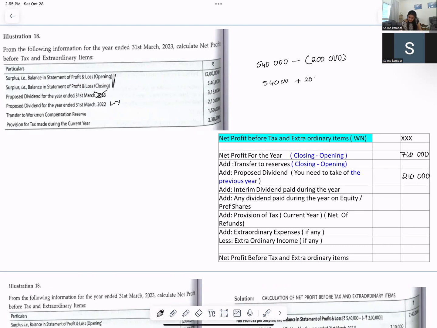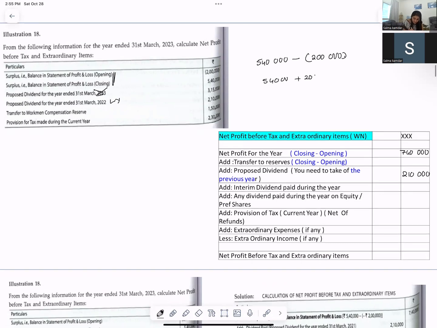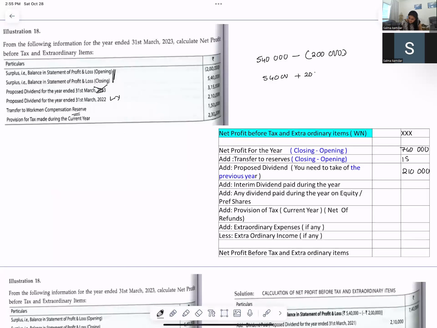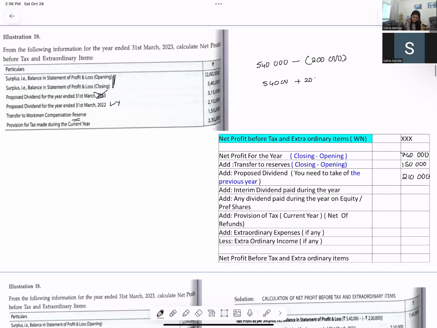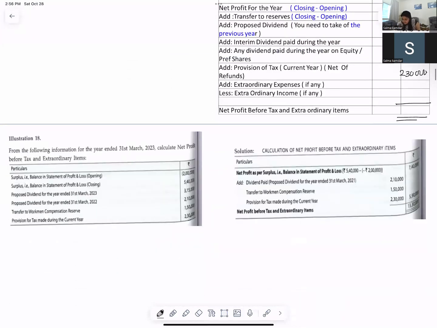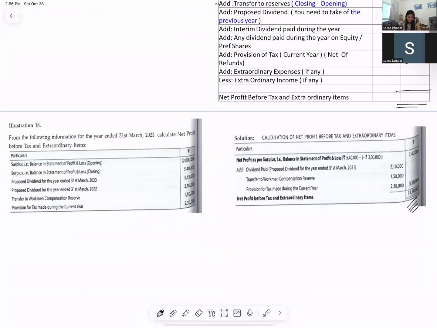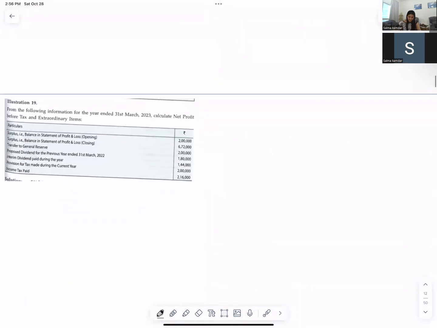Any transfer to any funds, any transfer to any reserve is also added back. So I will say transfer to workmen compensation reserve. Provision for tax that is made during the current year, 230,000 will also be added back. So you will get your net profit before tax and extraordinary items, that is 13 lakh 30,000. I'll go to my illustration number 19.